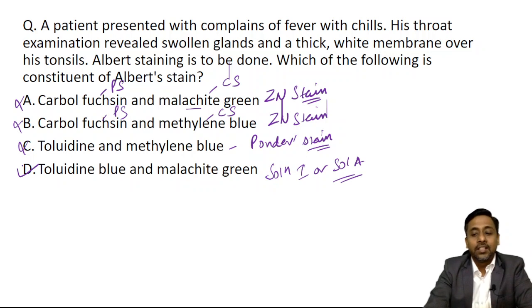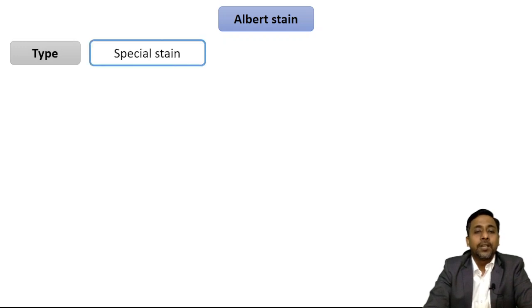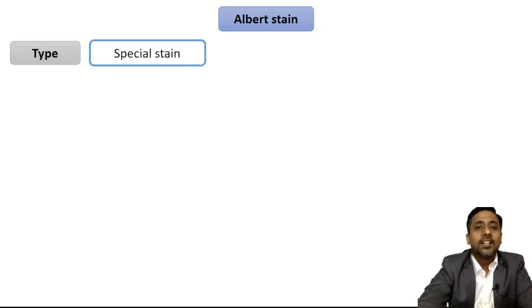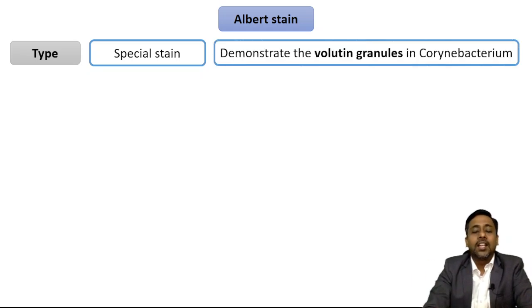So we will see the stain. What type of stain is the Albert stain? It is a special stain. And why is it called a special stain? Because it is used especially to stain a particular characteristic of the bacteria. And what is that? That is the volutin granule present in Corynebacterium diphtheriae.